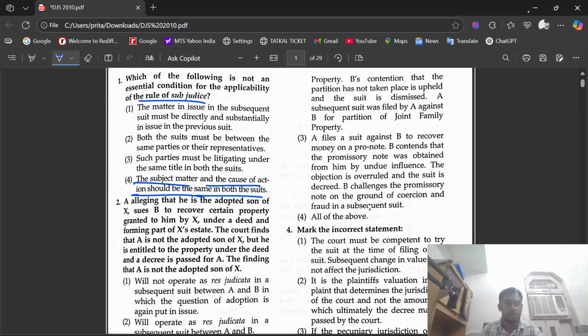Wait, we have to read these options also. The matter in issue in the subsequent suit must be directly and substantially in issue in the previous suit. That is an essential condition. Both the suits must be between the same parties or their representatives, that is also required. Such parties must be litigating under the same title in both the suits, that is also required. The subject matter and the cause of action should be the same in both the suits. Subject matter and cause of action should be somewhere related, right? So here the right option is option 4.